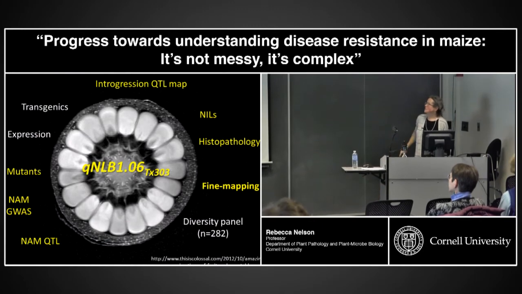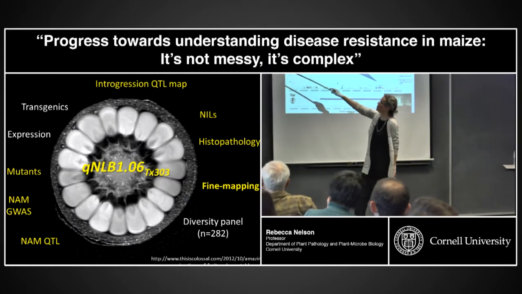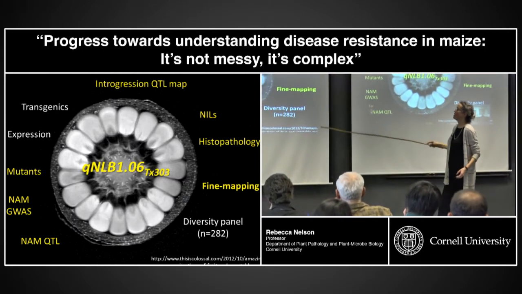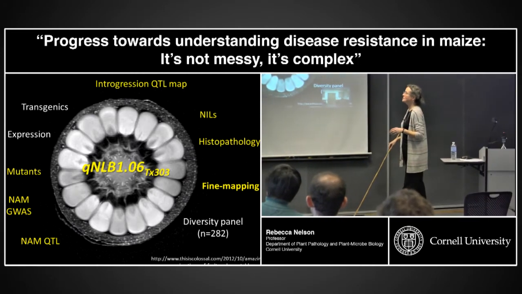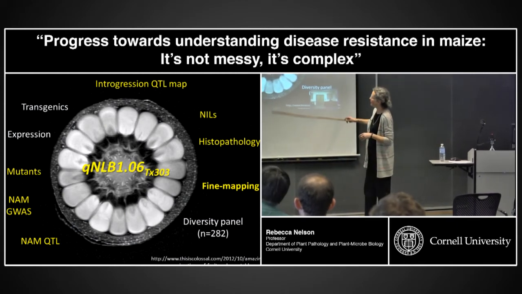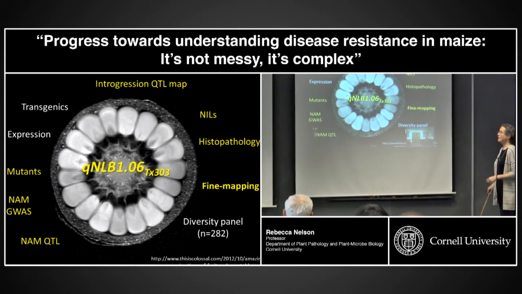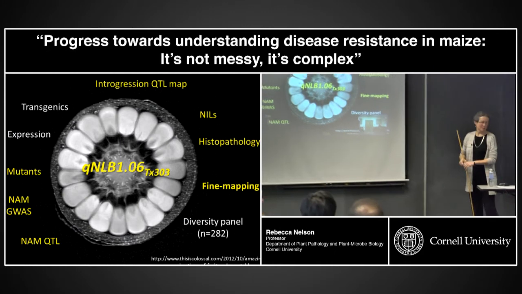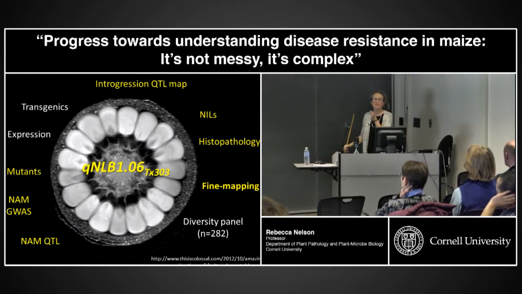Okay, so just to sum up here, the 106 story: we started with an introgression map, and through near isogenic lines and histopathology have come to appreciate that this is a gene that's involved in early stage resistance, in the early stage of pathogenesis. The NAM-GWAS and NAM-QTL have given us a bunch of candidates to look at here, and Tiffany has ordered mutant lines for each of these. And the pan mutant has been a really interesting story, but perplexing because it doesn't seem to be as central to the interval as we would have hoped.